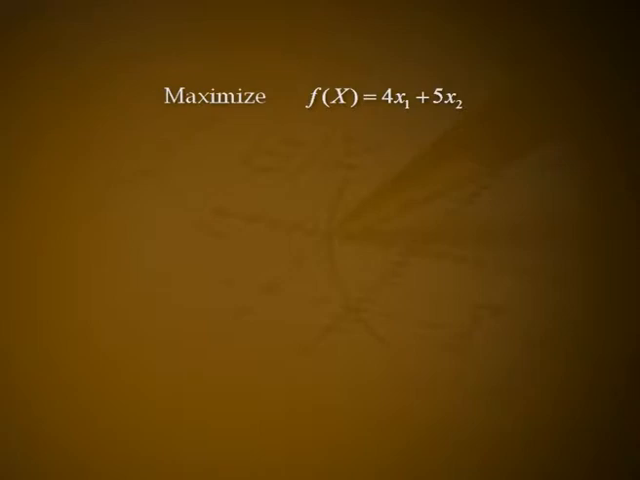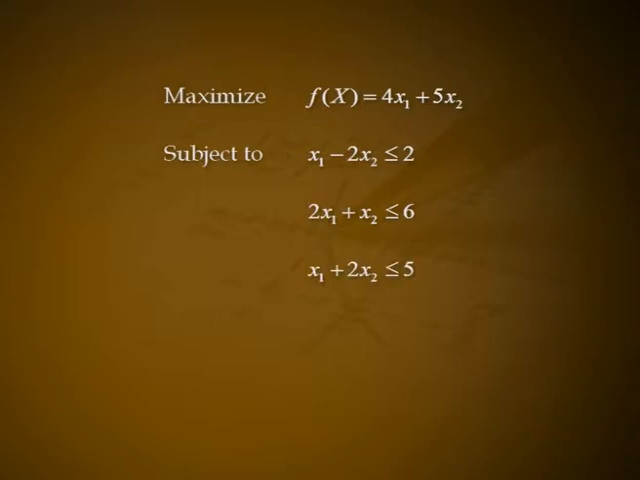Maximize f of x equal to 4x1 plus 5x2 subject to x1 minus 2x2 less than or equal to 2, 2x1 plus x2 less than or equal to 6, x1 plus 2x2 less than or equal to 5, minus x1 plus x2 less than or equal to 2, where x1 greater than or equal to 0, x2 greater than or equal to 0. Step 1.